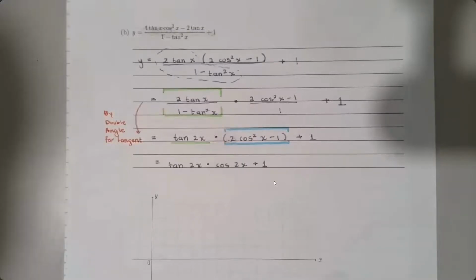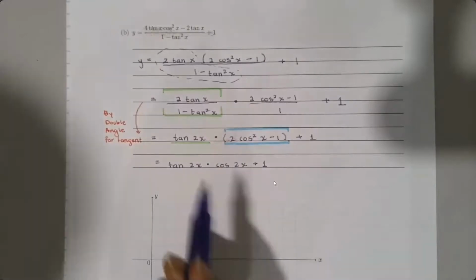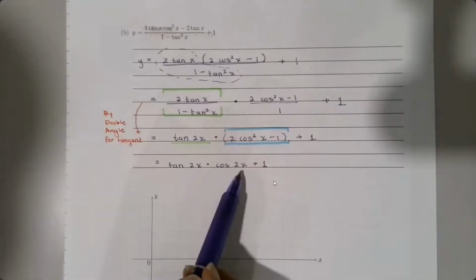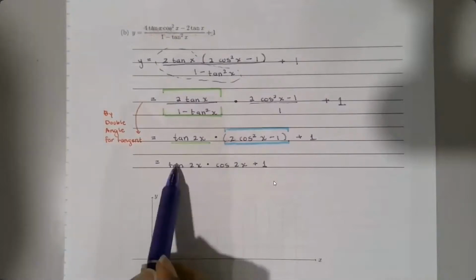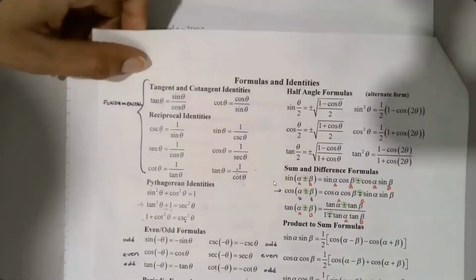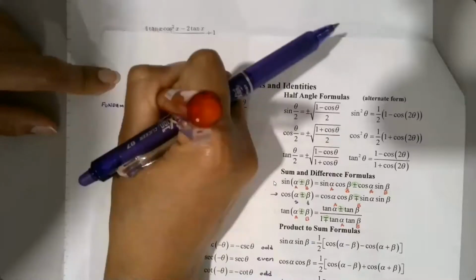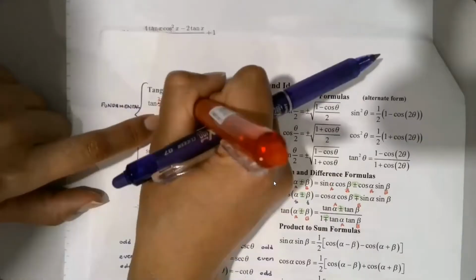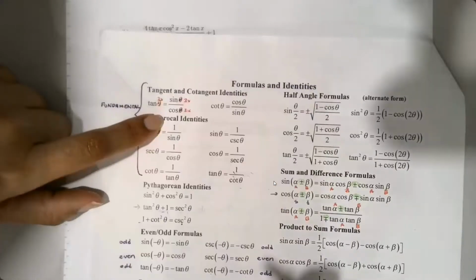Okay, so it's a lot simpler than how we started, but it's still not simple to the point that we know how to graph. So let's see what else we can work here. Whenever you have tangent times cosine, or even tangent times sine, try to write the tangent in terms of the sine over cosine identity. If we were to replace theta with 2x, this would be saying that tangent of 2x is equal to sine of 2x over cosine of 2x. So that's what we're going to use here.